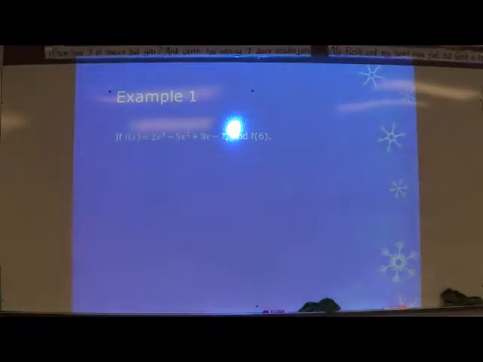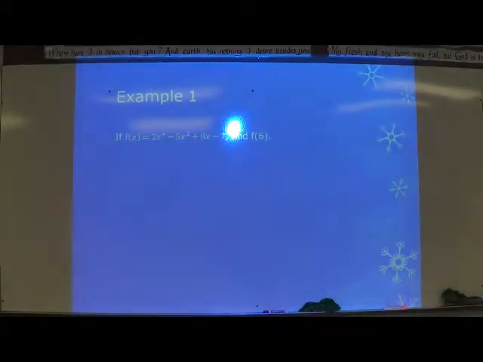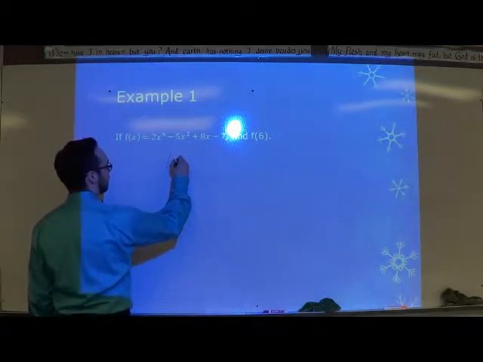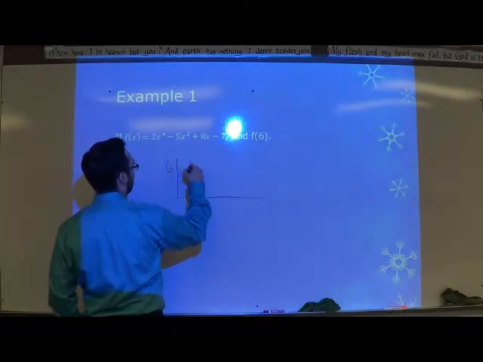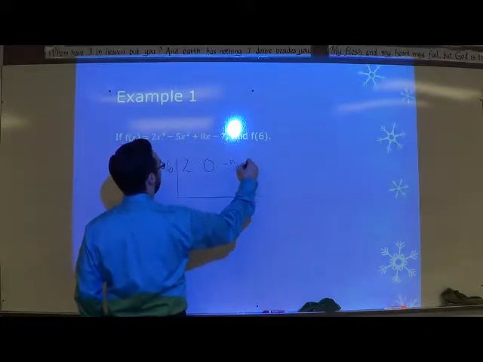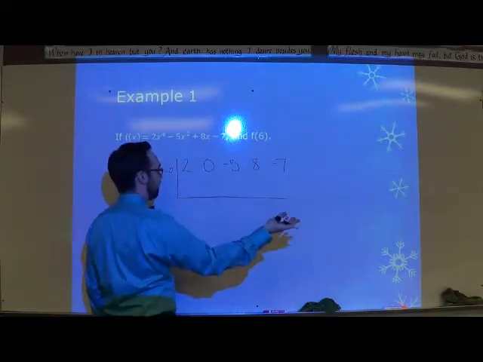Okay, example number 1. It says if f of x is equal to 2x to the 4th minus 5x squared plus 8x minus 7, they want us to find f of 6. What we do is simply use synthetic substitution by using synthetic division. So I set this up so we have 6, and then I do my things. We have 2, make sure you have a 0 because the cubed is missing, minus 5, 8, negative 7, and we're going to do synthetic division.